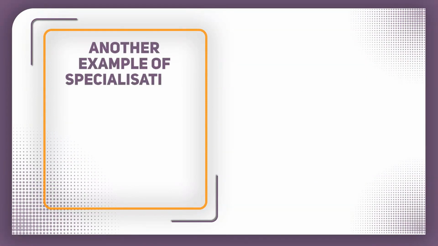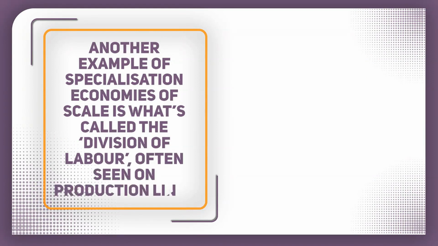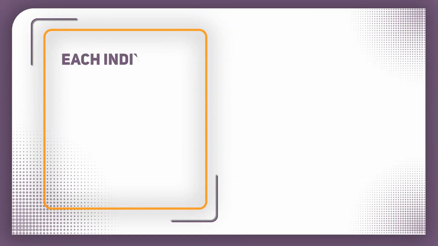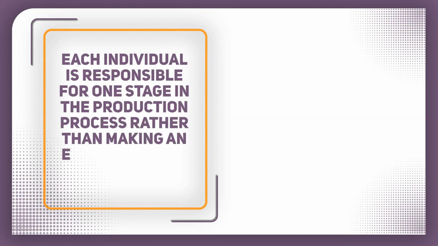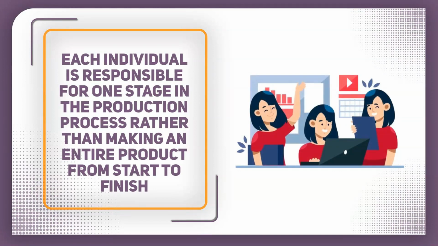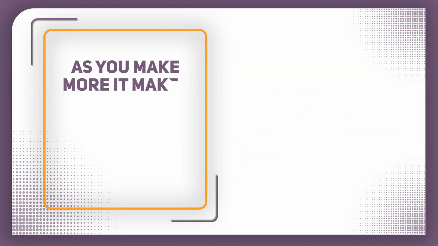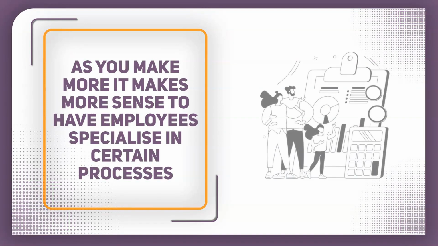Another example of specialisation economies of scale is what's called the division of labour, often seen on production lines in manufacturing. Each individual is responsible for one stage in the production process, rather than making an entire product from start to finish. Henry Ford is famous for using this process in the production of his Model T Ford cars. Again, this kind of benefit is more likely to be achieved as output grows. As you make more, it makes more sense to have employees specialise in certain processes. It makes more sense to have them do just one task.